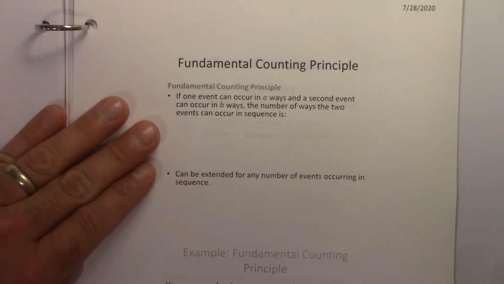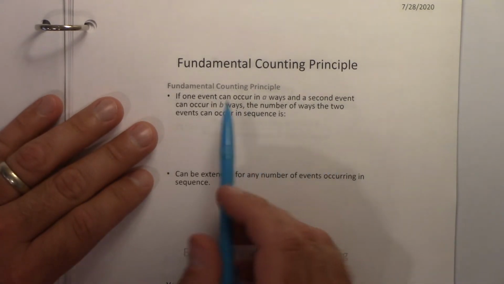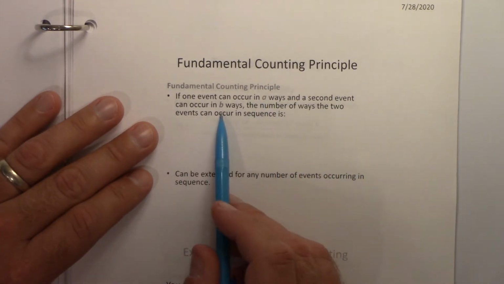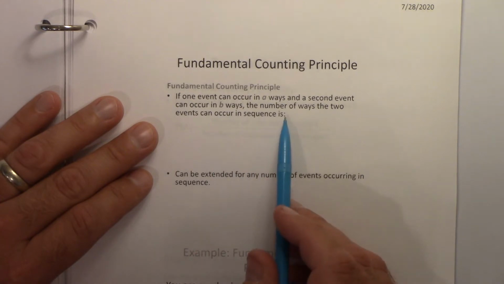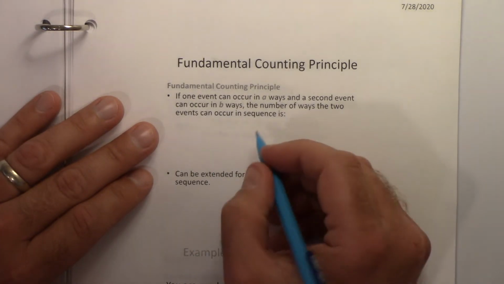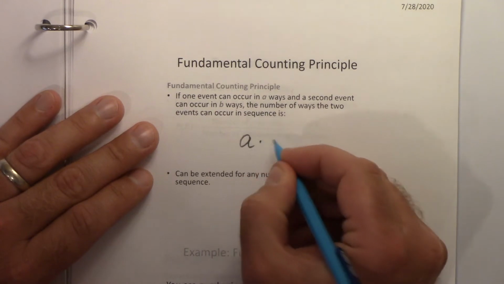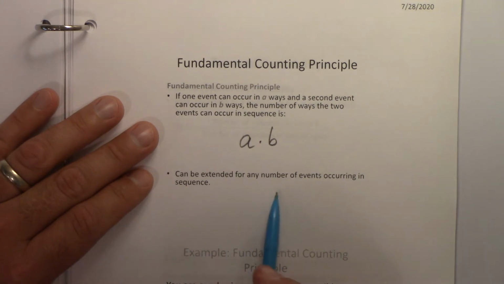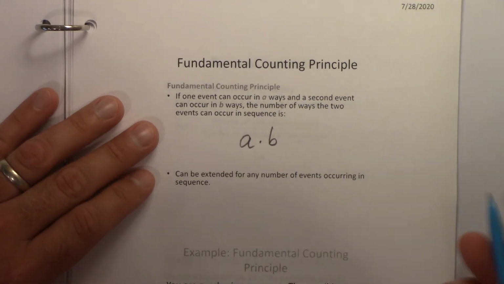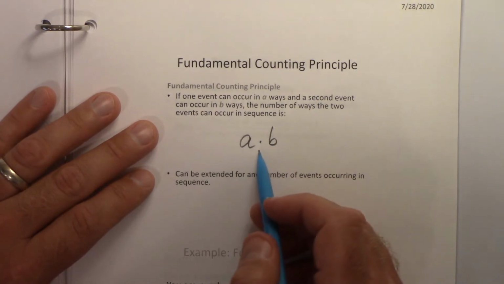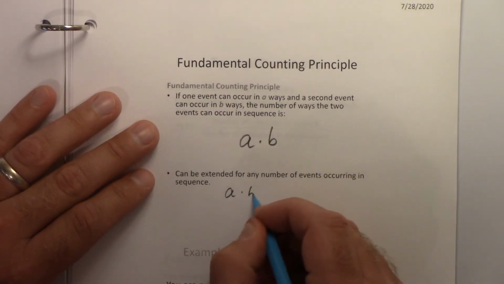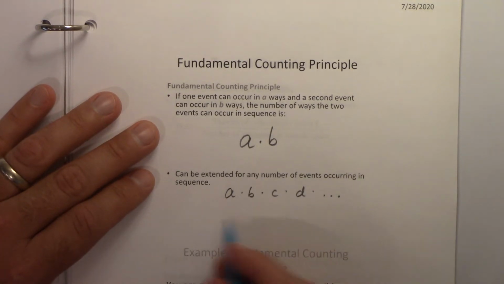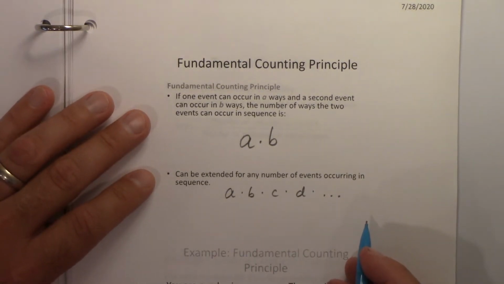One of the ways we're going to do that is outlined on the top of page 4. This is called the fundamental counting principle. If one event can occur in A ways, and a second event can occur in B ways, then the number of ways the two events can occur in sequence is found by multiplying A times B. Of course, this definition can be extended for any number of events occurring in sequence. So it doesn't mean you just have two events going on. You might have A times B times C times D, etc.